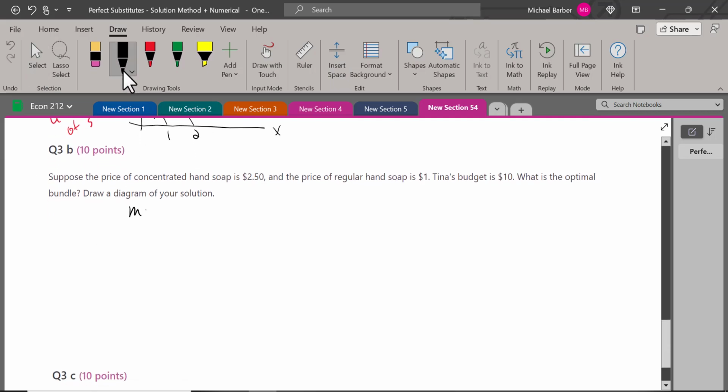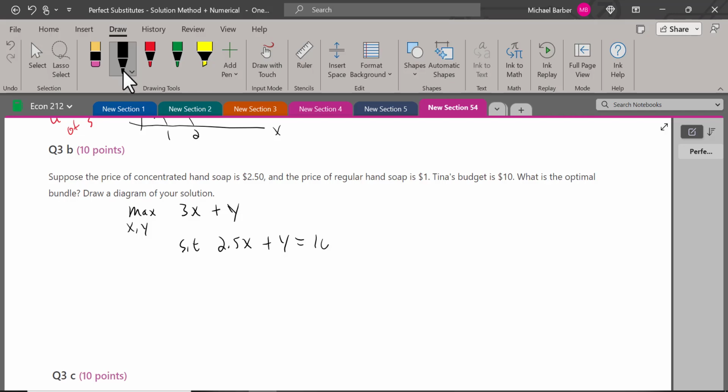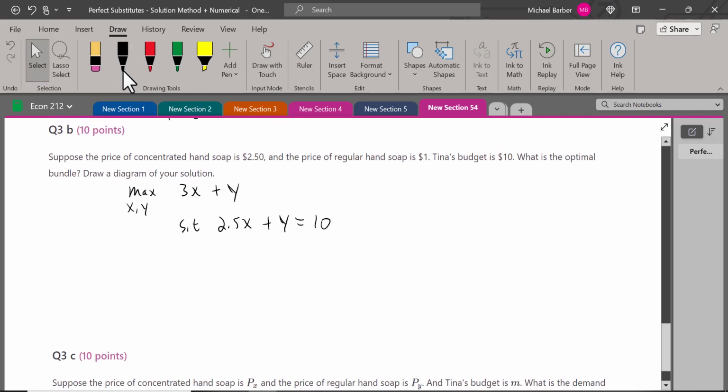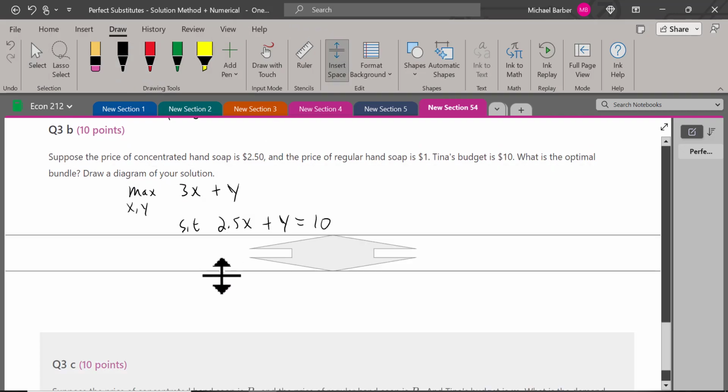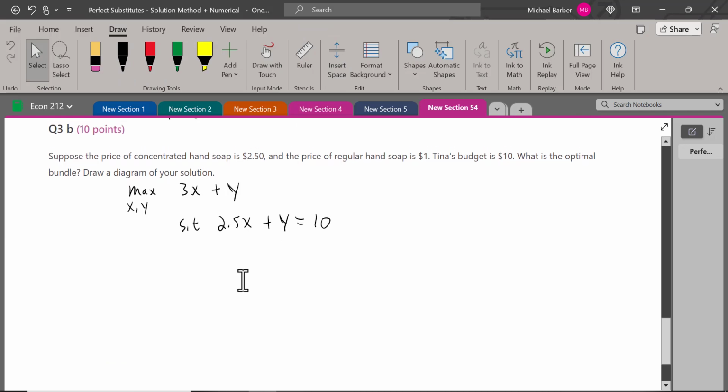So her problem is to maximize 3x plus y, that's her utility function. She gets to pick x and y, and our budget constraint is 2.5x plus y equals 10, right? 10 is her budget, 2.5 is the price of good x, 1 is the price of good y. So now we need to use this solution where we're only going to compare the slopes of the indifference curves to the slope of the budget constraint.